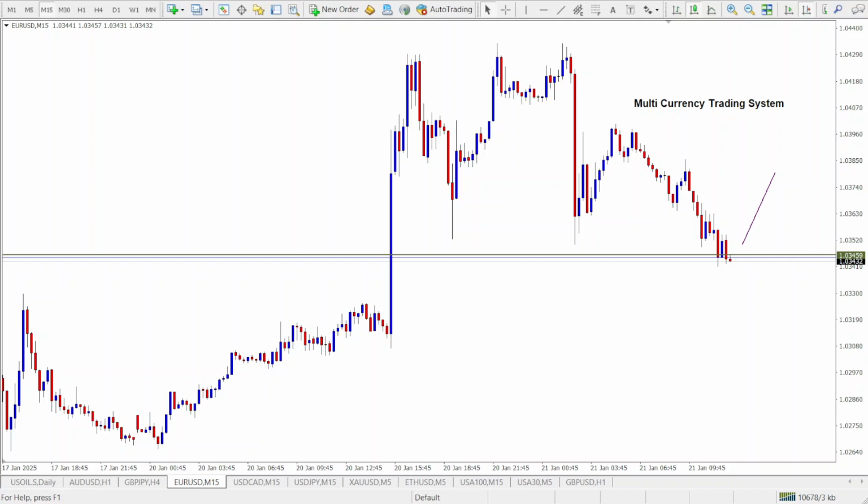Now, let us get into risk management. This is crucial when you are working with multiple pairs. You want to ensure that you are not overexposed to one currency or market. The key here is to set a risk percentage for each trade and use that as your guide when calculating position size. A good rule of thumb is to risk no more than 1 to 2% of your total trading capital per trade.